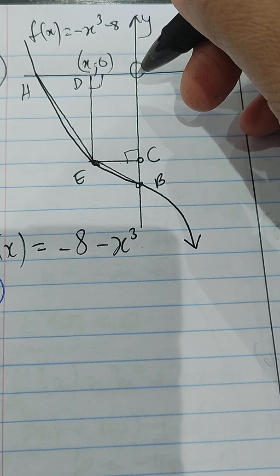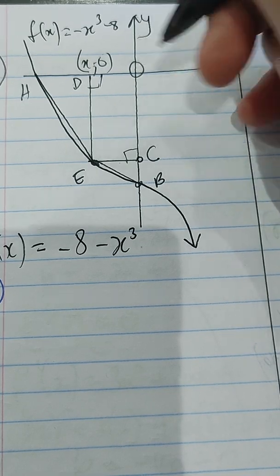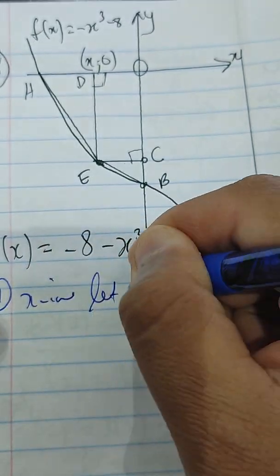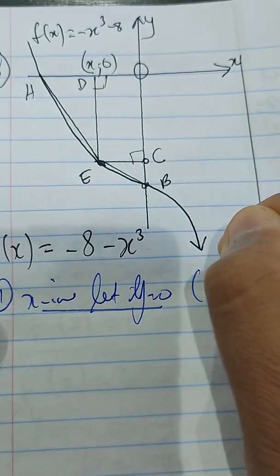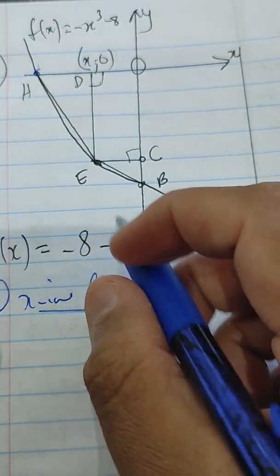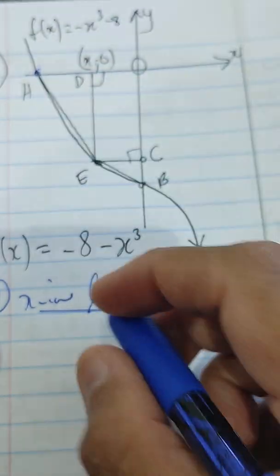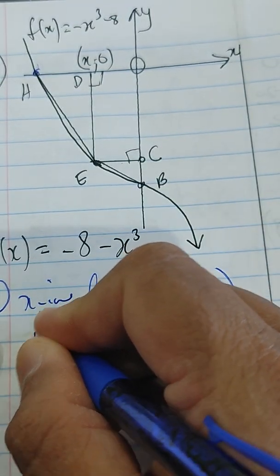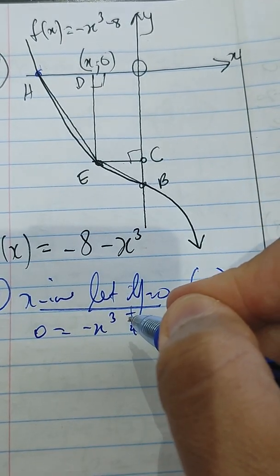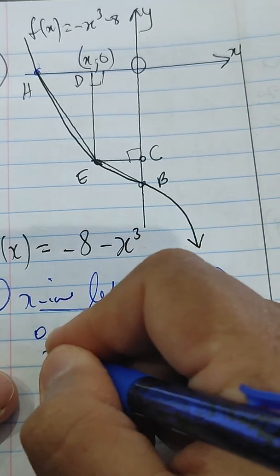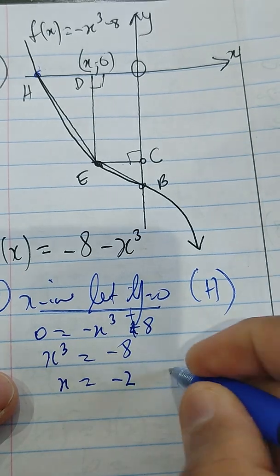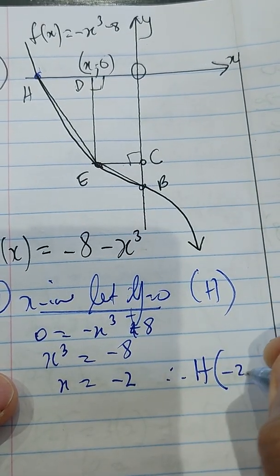The coordinates of H. To start off, for the x-intercept, we let y equal to 0. This is now calculating H, how do we know that? It's on the x-axis, on the cubic function. So 0 is equal to negative x cubed minus 8. You take that over, so x cubed is equal to negative 8. The cube root thereof, x is equal to negative 2. So therefore H is negative 2 and 0.